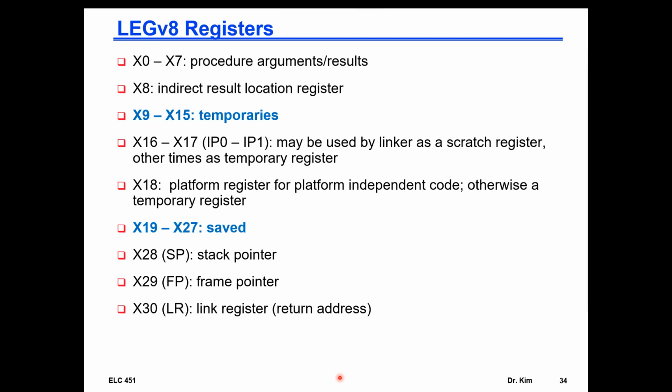X19 through X27 registers are specified as saved registers. So that is 9 registers that get saved during a procedure call. So there is a convention and a guarantee that these registers are going to be saved when there is a procedure call, which is a function call at the assembly level. It would be a subroutine call. So the contents of these registers get saved.